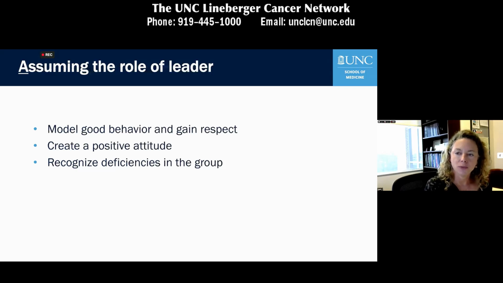A is assuming the role of the leader. Remember that you are in charge. You are the attending and you set the example. If you make some comment about a patient away from the patient's room, they remember that. And that's not something we want to set as an example. So model good behavior and you will gain the respect in doing so. Being positive and being excited about being there, they see that, they feel that, they're happy to be there too because you're excited to be there.